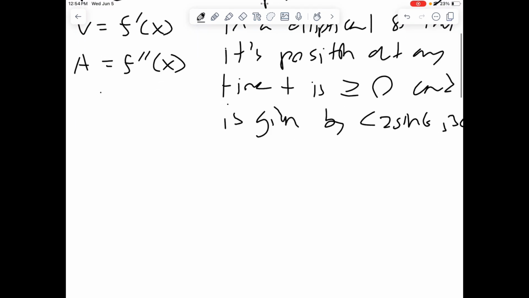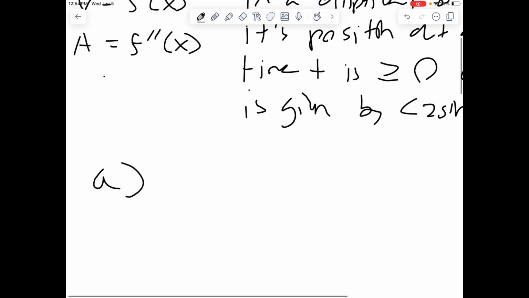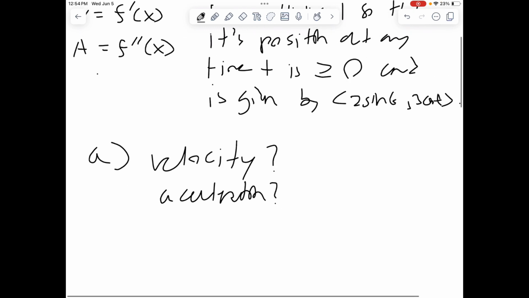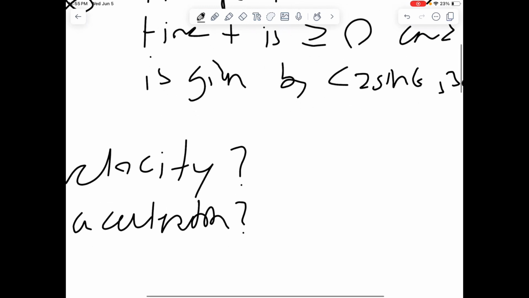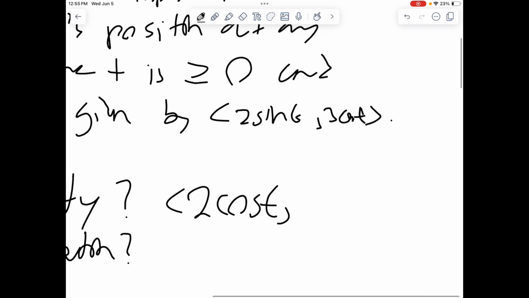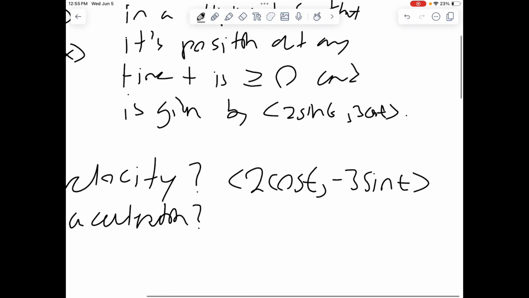Okay, so let's say part A of this problem is asking us to find the velocity and acceleration vectors. So how do we find this? All we need to do is take the derivative of the given equation twice, as this is the position. In this case, the velocity is going to be, derivative of sine is cosine, so we have 2 cosine of t here. And the derivative of 3 cosine t is negative 3 sine t. So that is the velocity.